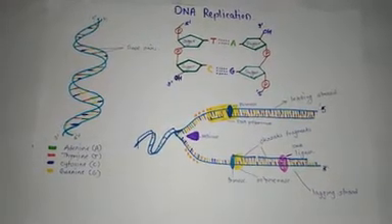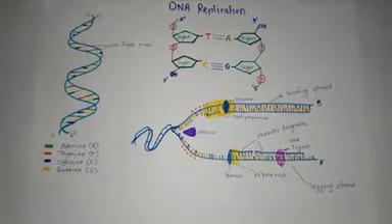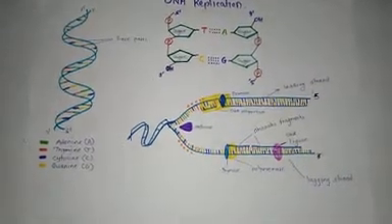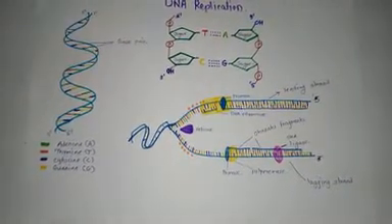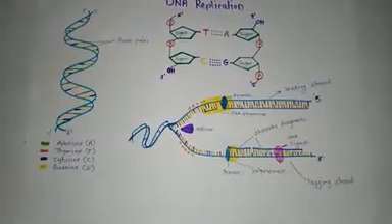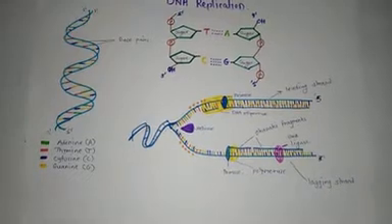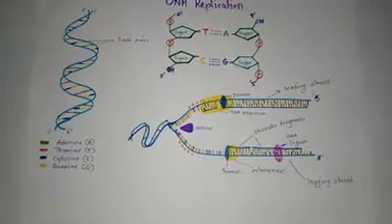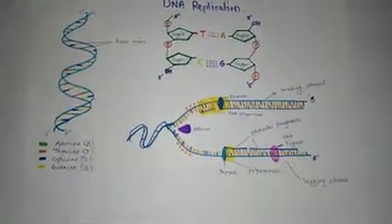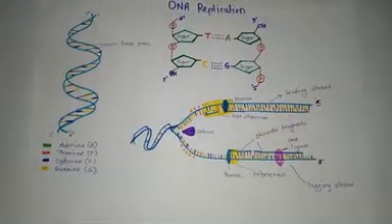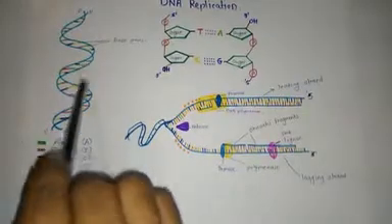Here, we learn about the process of DNA replication. First of all, what is DNA? DNA is the molecule composed of two polynucleotide chains that coil around each other to form a double helix carrying genetic instructions for the development, functioning, growth and reproduction of all known organisms and many viruses.